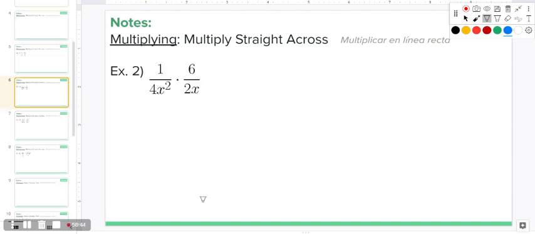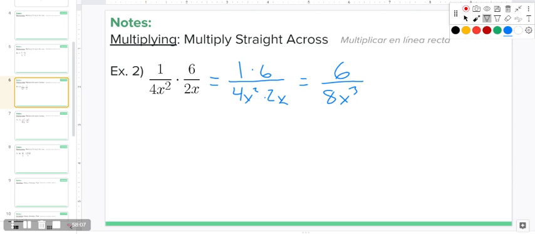Okay, let's move on to example 2 and continue this practice. Go ahead and pause your screen, try this example for yourself, then unpause it and come back and check it against my work. We're going to again multiply straight across, so we'll rewrite our fraction 1 times 6 up top and 4x squared times 2x on the bottom. We'll do that math and we'll get 6 up top divided by 8x to the third.